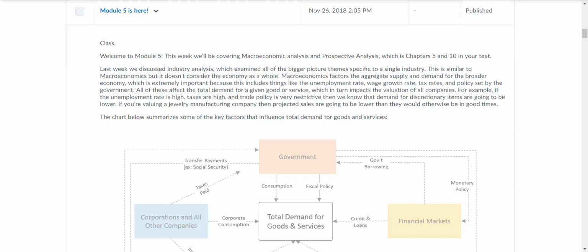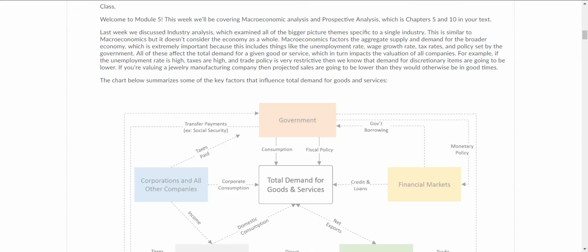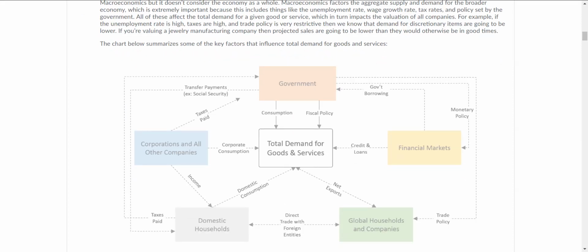This week we're going to be talking about macroeconomic analysis and prospective analysis. So macroeconomic analysis is different than industry analysis. Industry analysis has a much more narrow focus. We're only talking about one particular industry, whereas in macroeconomics, you're talking about all industries, total demand, and things like wage growth, government policy, financial market activity, global demand, those types of things that are all happening outside of a particular industry, but they impact that particular industry.